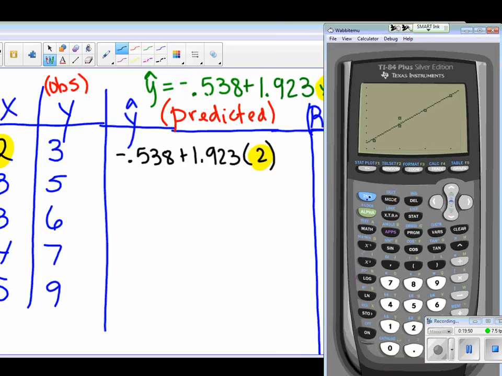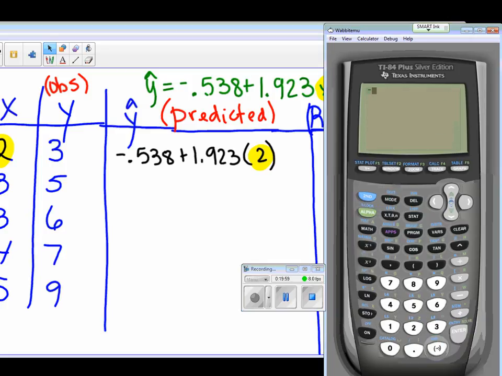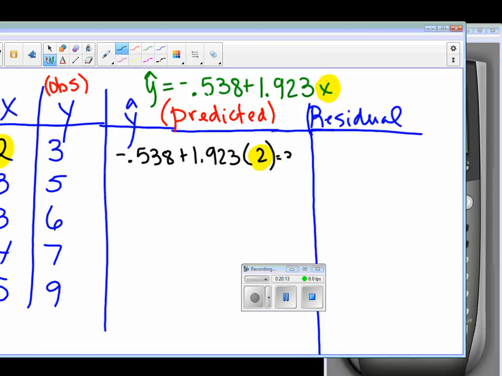Go back down. Oh, goodness. So I'm going to go ahead and say negative 0.538 plus 1.923 times 2. And my observed value is 3.308. Are we okay with that?